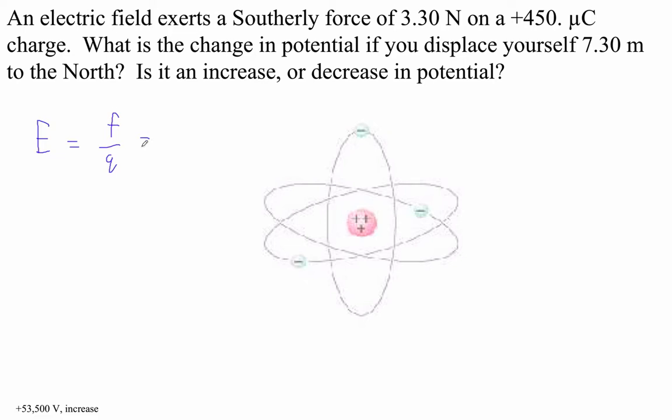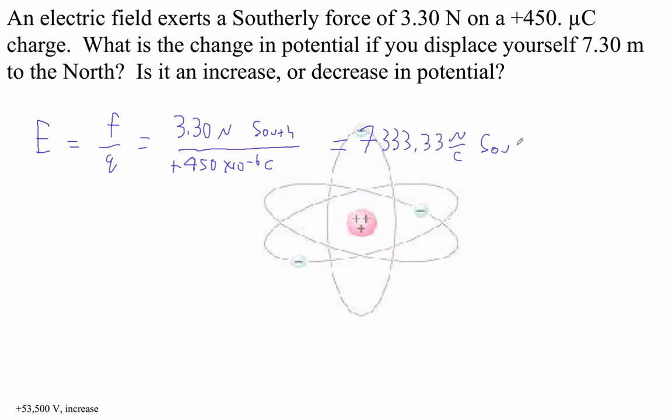So let's do that. It's 3.30 newtons south over positive 450 times 10 to the minus 6th coulombs, which is equal to 7333.33. All right, and that's simple enough, right?